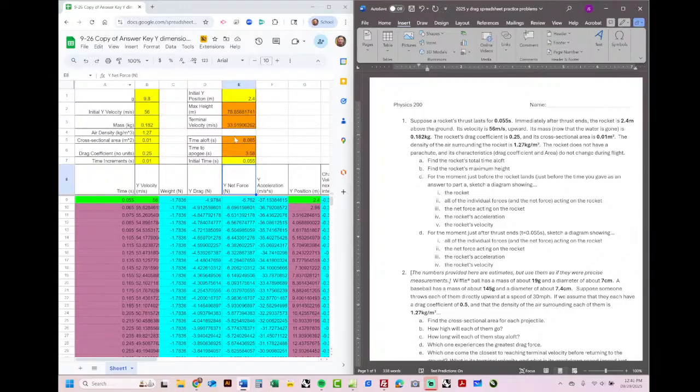Time aloft is right here. So that's 8.065 seconds. Maximum height is right there, 78.9, I'm just going to call it 78.9 meters. Oh, goodness. I'm going to have to do some sketching here for this next part. And I'm opening up my whiteboard. That'll take just a second.